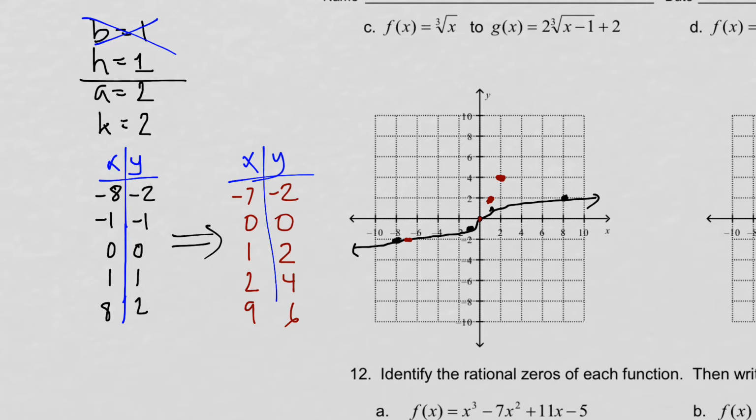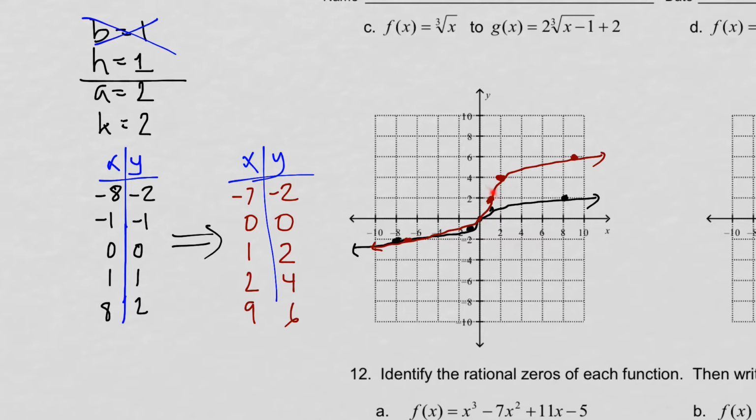And 9, 6. 9, 6 is way over here. And so you have a line that goes like this, hits those, and then it goes that way like that. There you go. So let's describe what happened. I'm going to use the B, H, A, and K to do the description. You could also look at the graph and notice what happened.